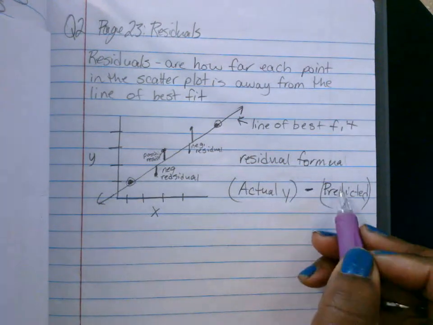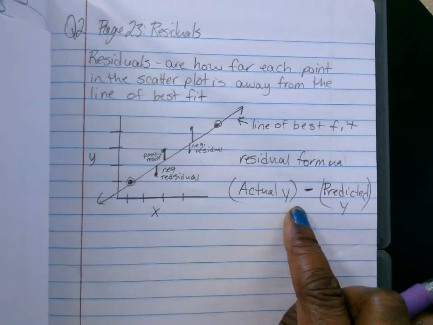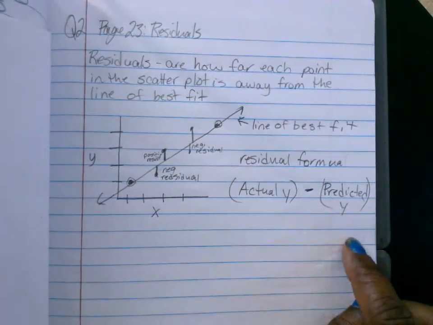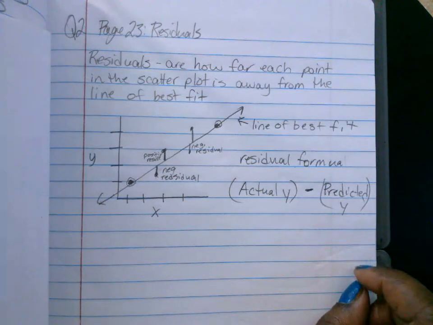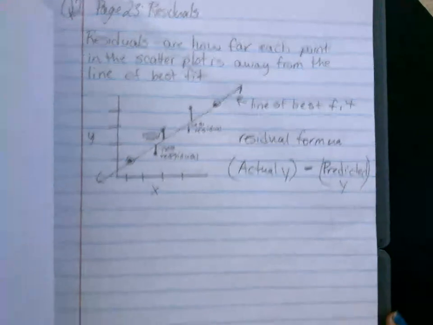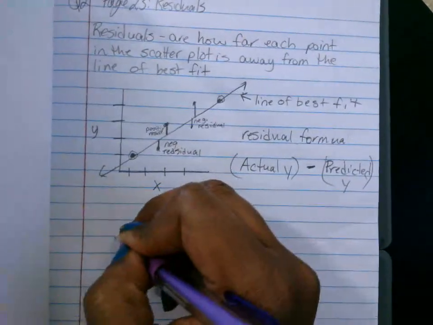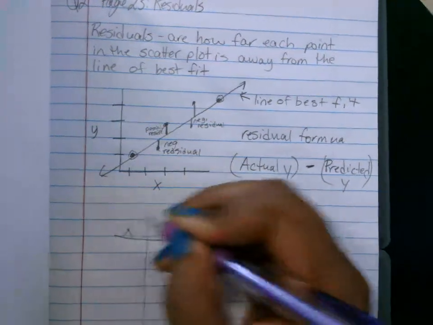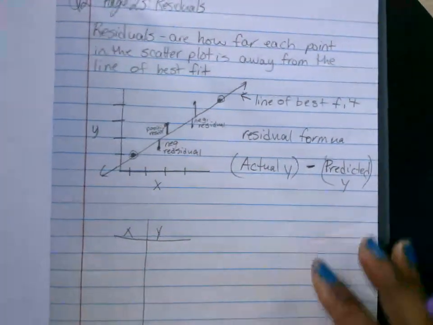So we're going to do an example. This is the formula for residual: actual Y minus your predicted Y. Now we're going to do an example of how to find the residual for each of the points in a scatter plot. Okay, so let's draw a table for our scatter plot. We're going to put our X values, our Y values. We're going to do that first, okay?